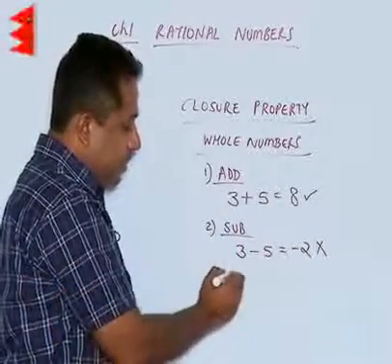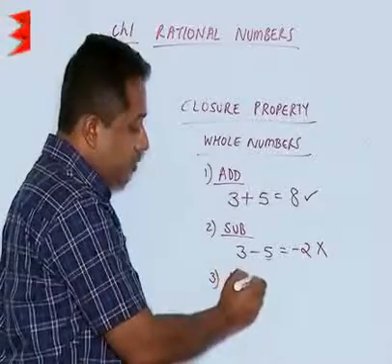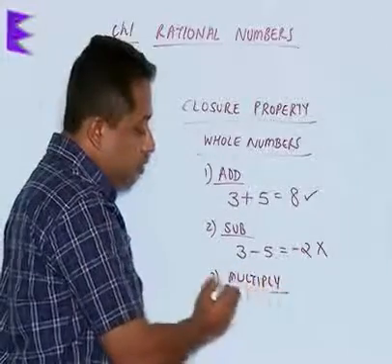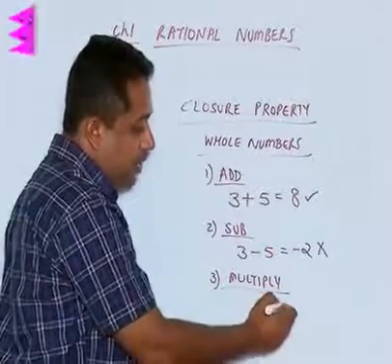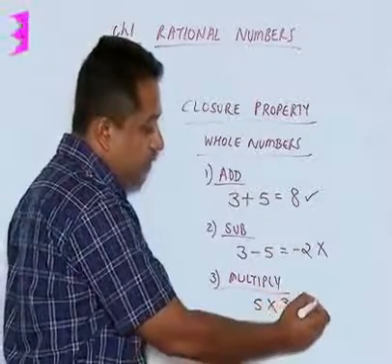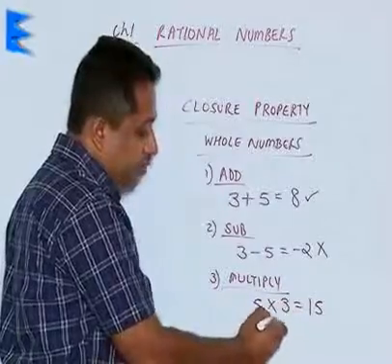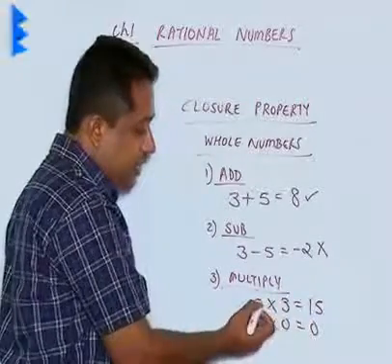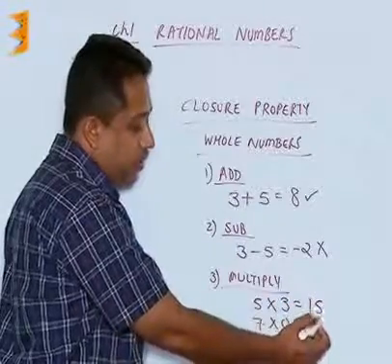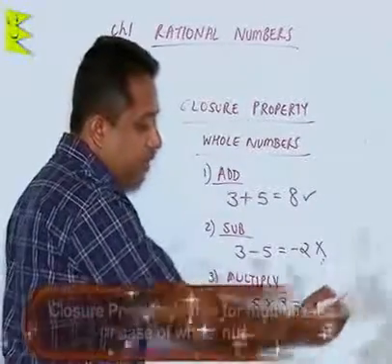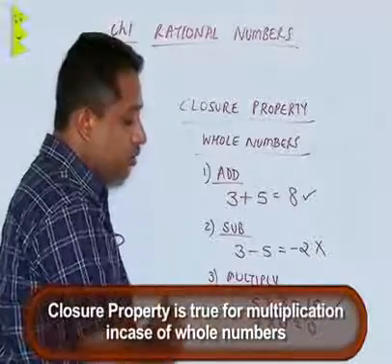What about multiplication? When we multiply two numbers, let's say 5, a whole number, and multiply by another whole number, 3, we get 15. 7 into 0 is equal to 0. We find that when we multiply two whole numbers, the result is also a whole number. So I can say that for multiplication, the closure property holds good.